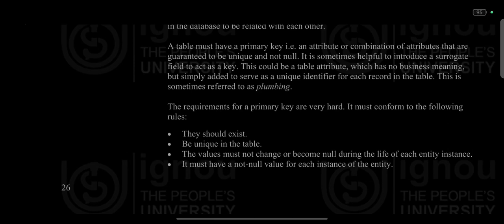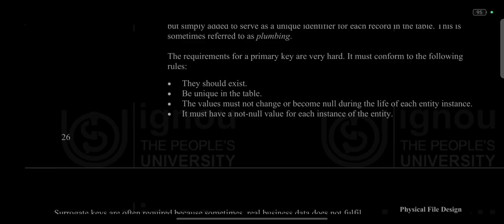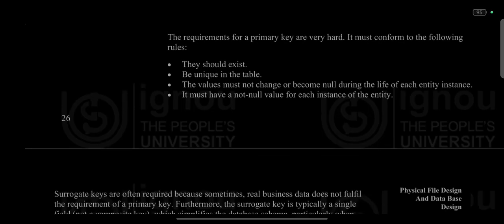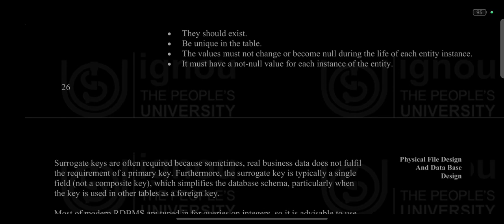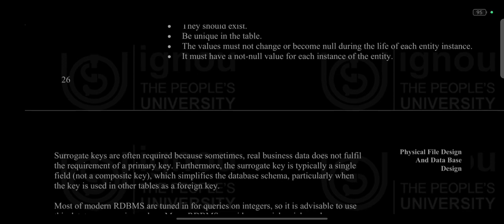This is sometimes referred to as plumbing. The requirements for a primary key are very hard. It must conform to the following rules. It should exist and be unique in the table. The values must not change or become null during the life of each entity instance. It must have a not null value for each instance of the entity.